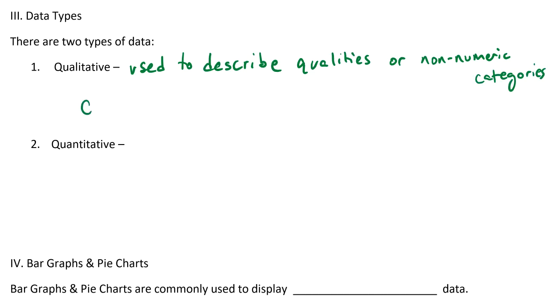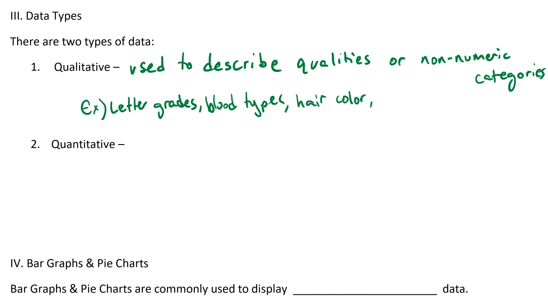So for example, this is things like letter grades or blood types or hair color or types of pie. Anything that isn't an actual number, that's going to be qualitative.